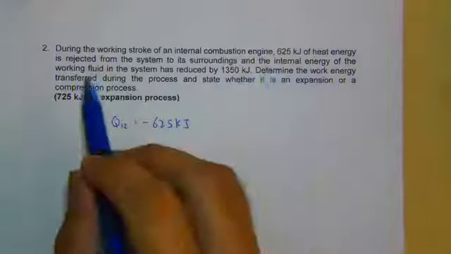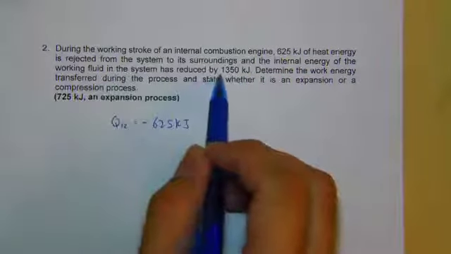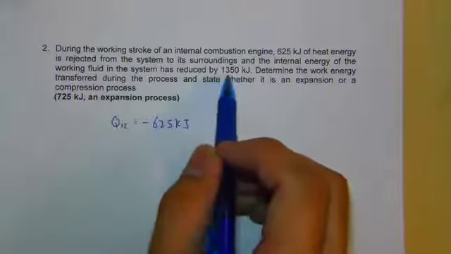And the internal energy of the working fluid in the system has been reduced by 1350. Take note, the working fluid in the system has been reduced, meaning to say final minus initial is negative 1350 kilojoule. Reduced means the final state is smaller than the initial state, so there is a decrease by 1350 kilojoule. Determine the work energy transferred during the process and state whether it's an expansion or a compression process.